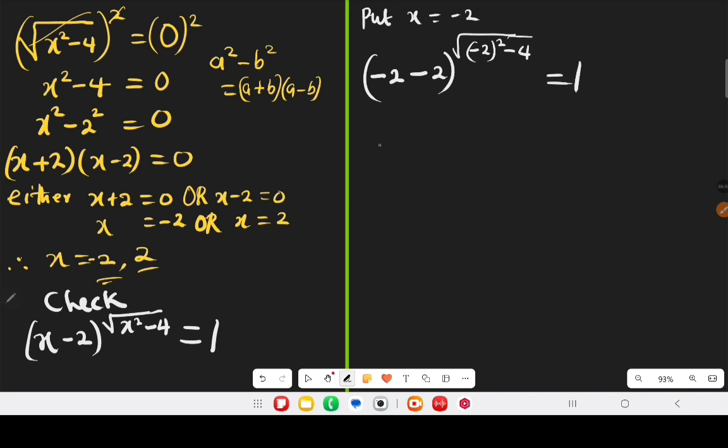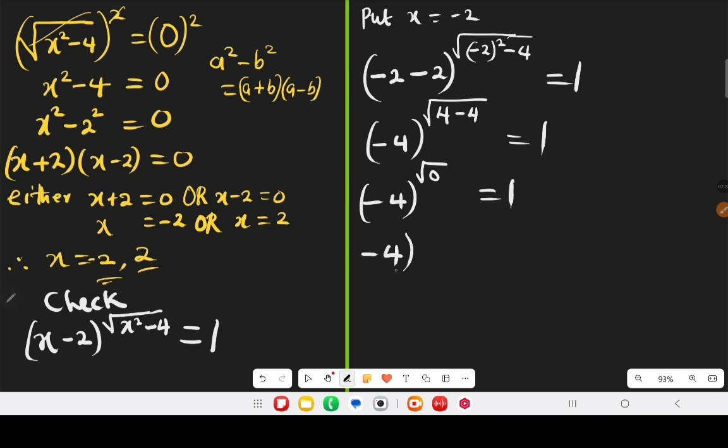−2 − 2 gives us −4, all raised to the power of the square root of (−2)², which is 4, minus 4. Then we have −4 raised to the power of the square root of 4 − 4, which gives us 0. Will it give us 1? Then −4 raised to the power of 0, the square root of 0 gives us 0. And in the law of indices, anything raised to the power of 0, let's say n raised to the power of 0, is equal to 1. Then −4 raised to the power of 0 is 1, equal to 1, which is a valid answer.